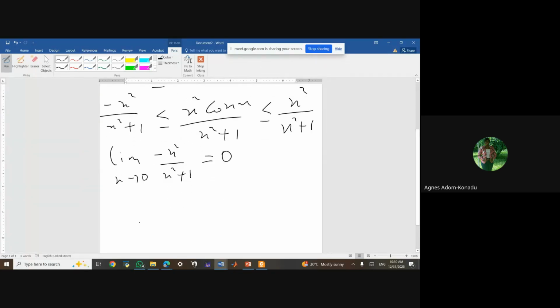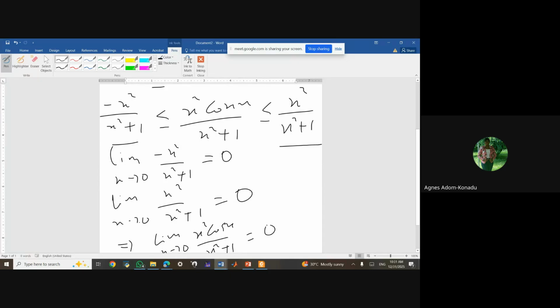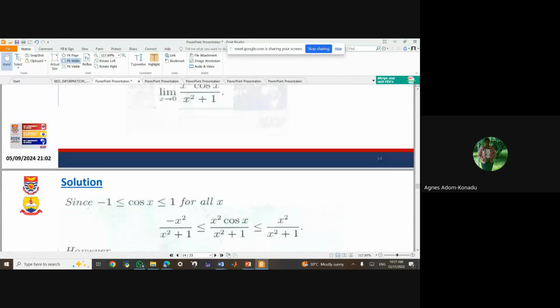Then let's find the limit for the right one too, which is s squared over s squared plus 1. What do I get for that one too? 0. Okay, so from the squeeze theorem, since the right hand side is 0 and the left hand side is 0, I can conclude that the limit as s approaches 0 of s squared cos s over s squared plus 1 is 0. Okay, so that is it.